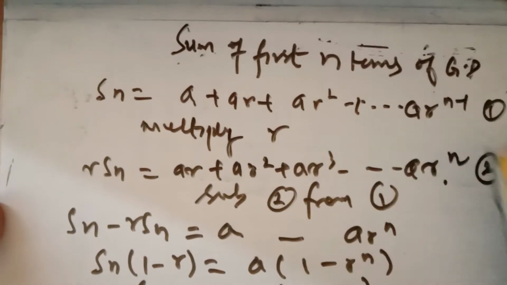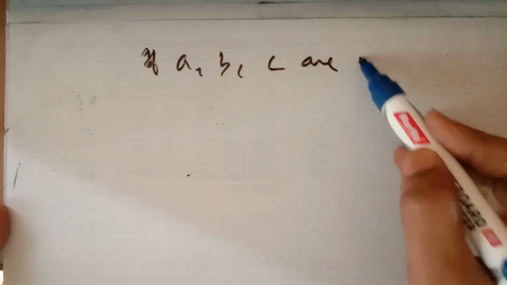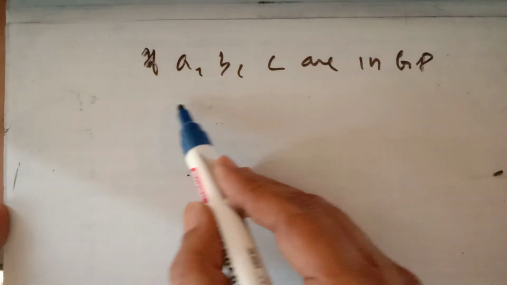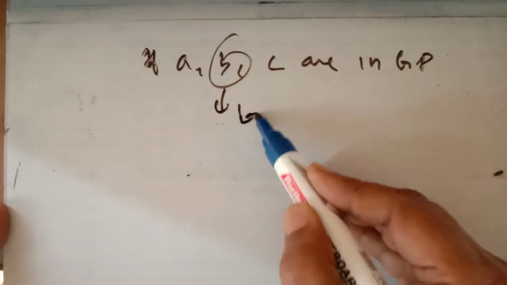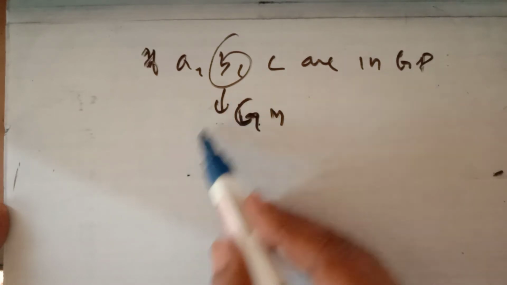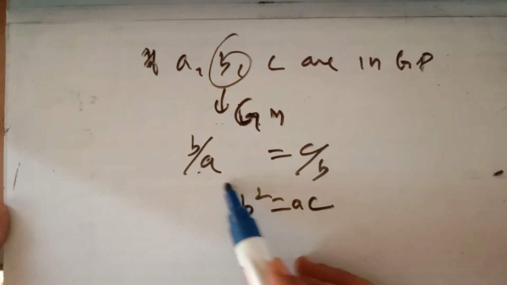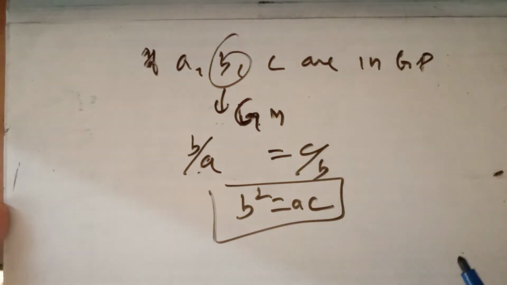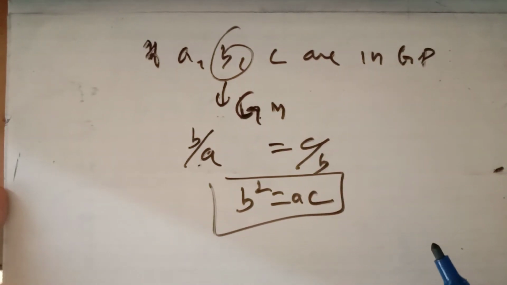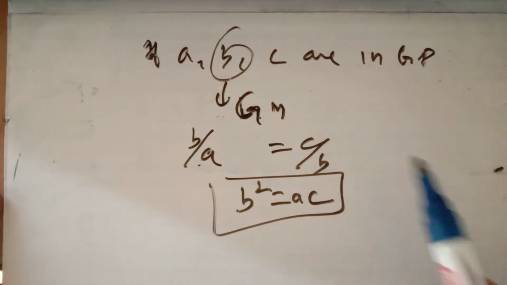One more thing here also, as we have done in the arithmetic progression, if A, B, C are in GP, then B is known as the geometric mean, as we have done in case of arithmetic mean in AP. So we can write B upon A is equal to C upon B. So B square is equal to A into C, where B is the geometric mean. So if A, B, C are in GP, then square of the middle term is equal to the product of the first and last.